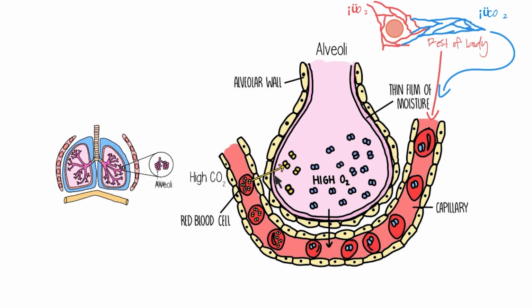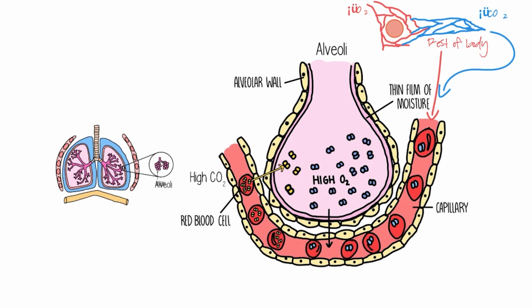The alveoli, on the other hand, and the air within them, is rich in oxygen and is relatively low in carbon dioxide. So what we have now is a concentration gradient for both of these gases to diffuse. Oxygen is going to diffuse down its concentration gradient from the alveoli into the oxygen-depleted blood, and from there it's going to go to the rest of the body.